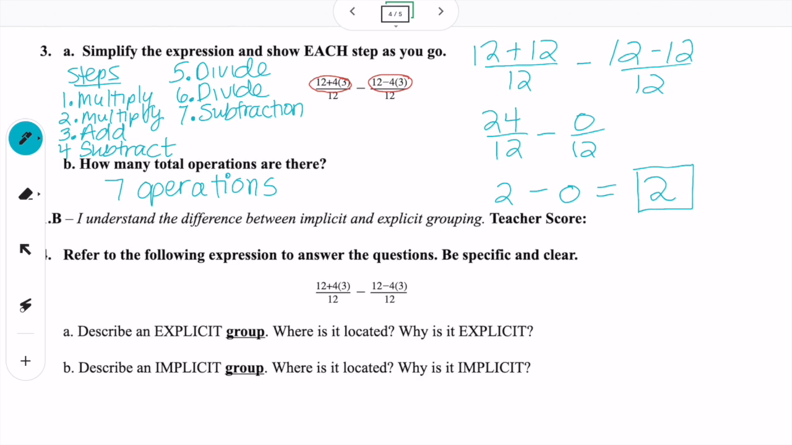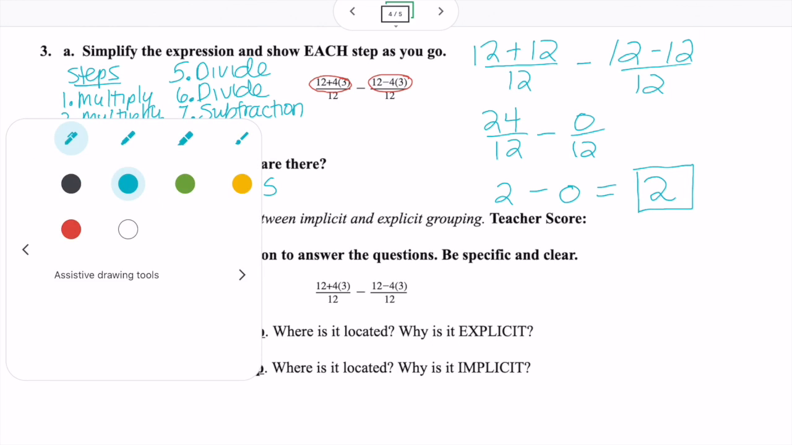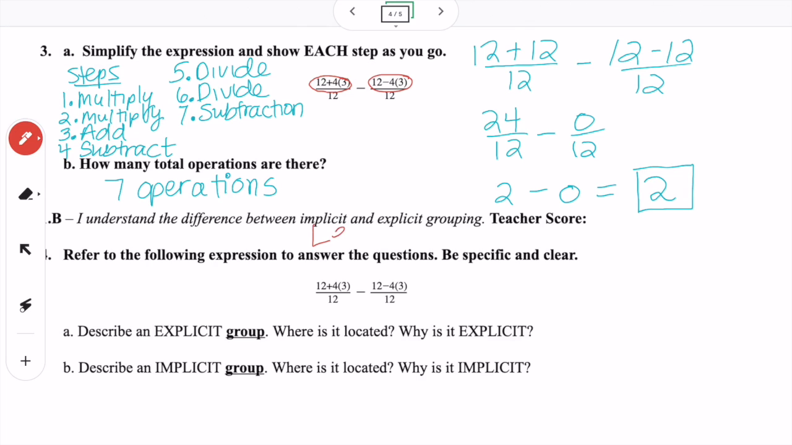Question 4. This is Learning Target 1B where we're understanding the difference between implicit and explicit grouping. These were from lesson 1.1. If you struggled with this section, you should be going back to lesson 1.1. Make sure you have the definitions and some examples there.